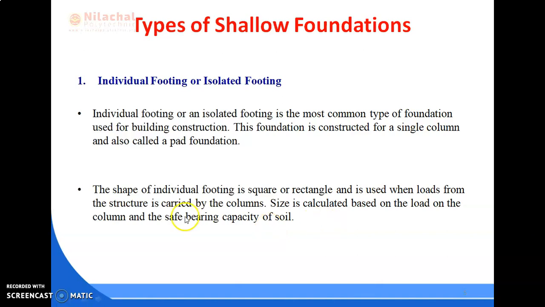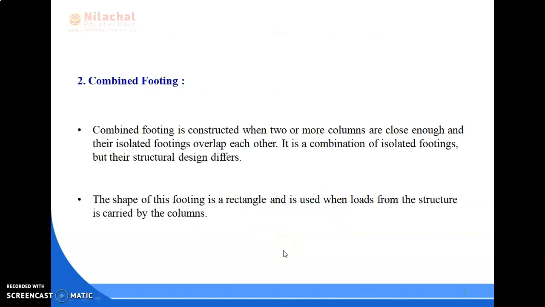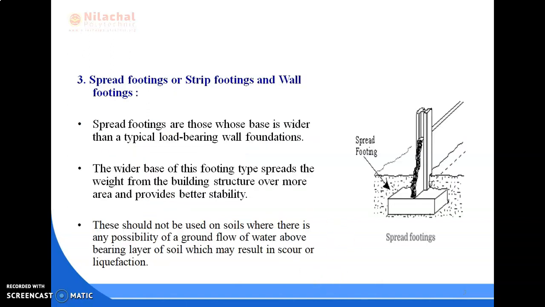So we can calculate this based on the load on the column. The next is the combined footing. It is constructed when two or more columns are close enough that their isolated footings overlap each other. It is a combination of isolated footings, but their structural design is different. The shape of this footing is a rectangle and it is used when loads from the structure are carried by the columns. So this is the combined footing.